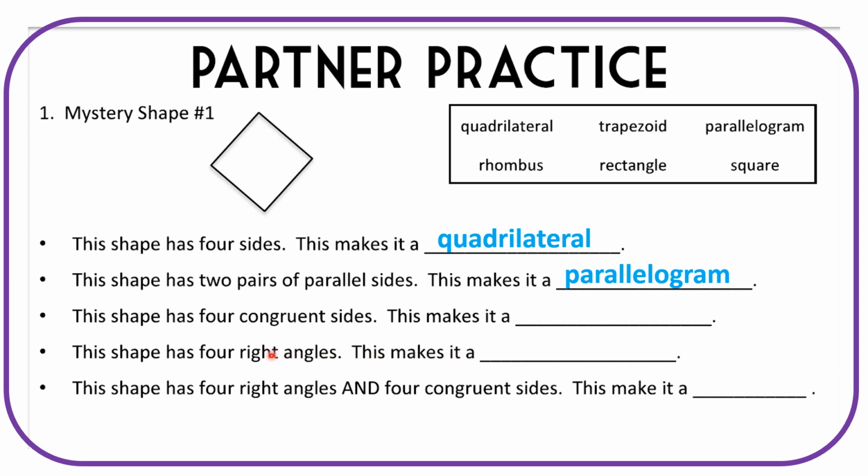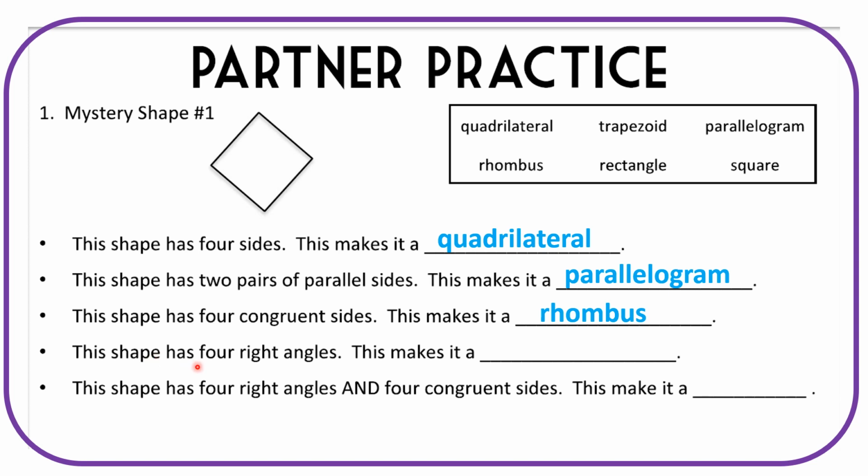I can't use rhombus for that one. So rhombus is actually a better option for the third hint where it says 4 congruent sides. So I'm going to put rhombus right there. Remember, you can't repeat them. You could put a square here and it would be equally as correct, but the reason I'm using rhombus is because I don't want to repeat any quadrilateral names.